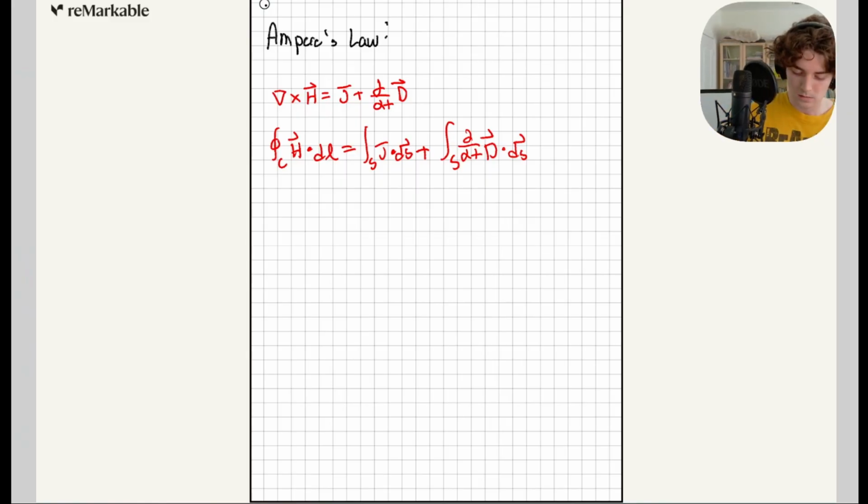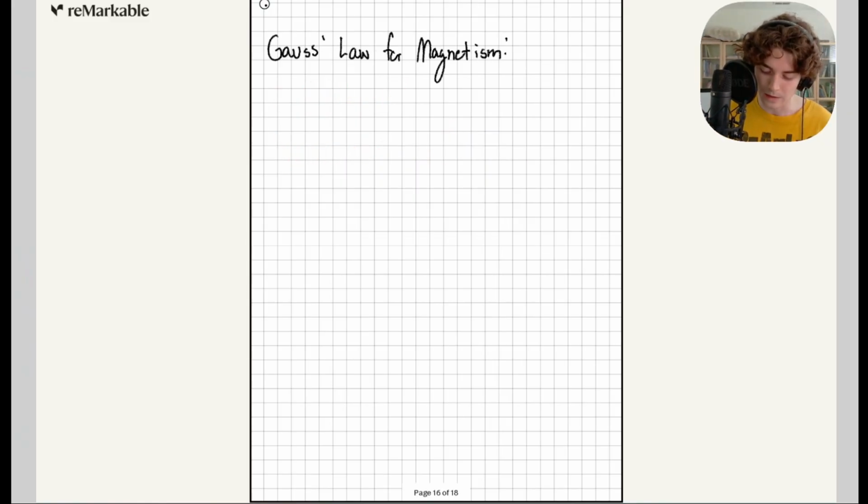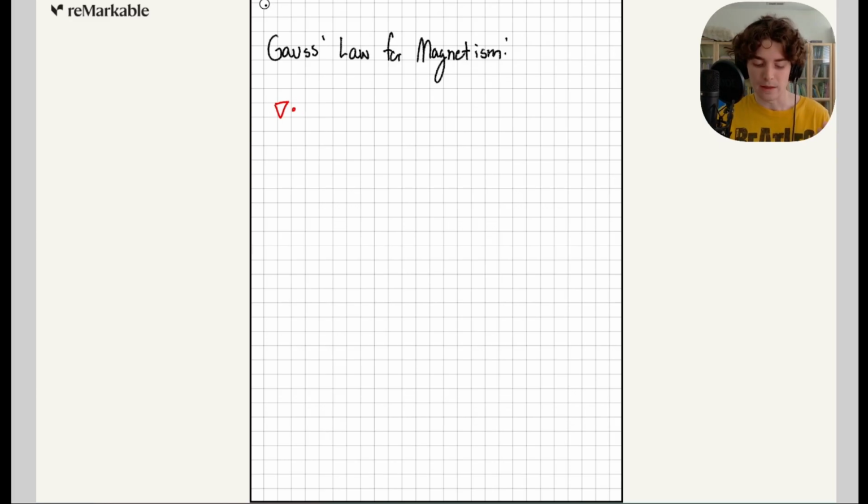Right, and now we can move on to our next law, which is markedly simpler, which is Gauss's law for magnetism. What Gauss's law for magnetism tells us is that the divergence of the magnetic field is equal to 0.